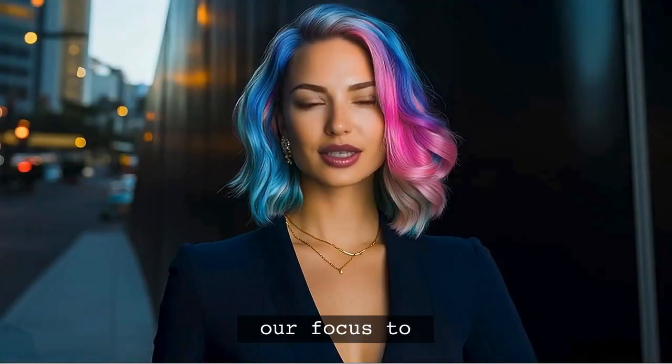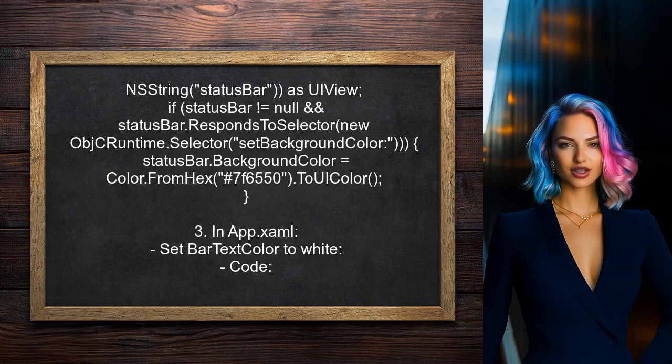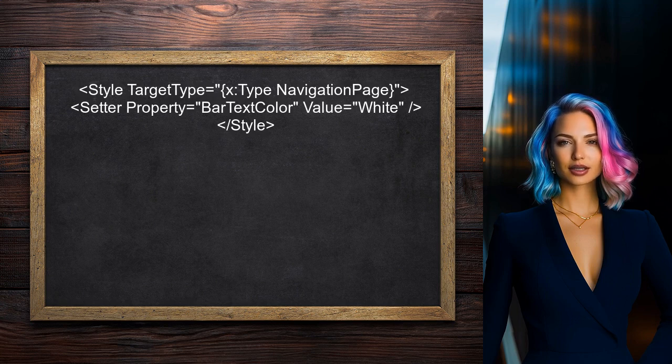Now, let's shift our focus to a different response. An alternative approach shared by another user involves modifying the info.plist file and the app delegate. First, ensure UIViewControllerBasedStatusBarAppearance is set to false. Then, in the FinishedLaunching method, access the status bar and set its background color to your desired color. Finally, in App.xaml, create a style for the navigation page to set the bar text color to white.